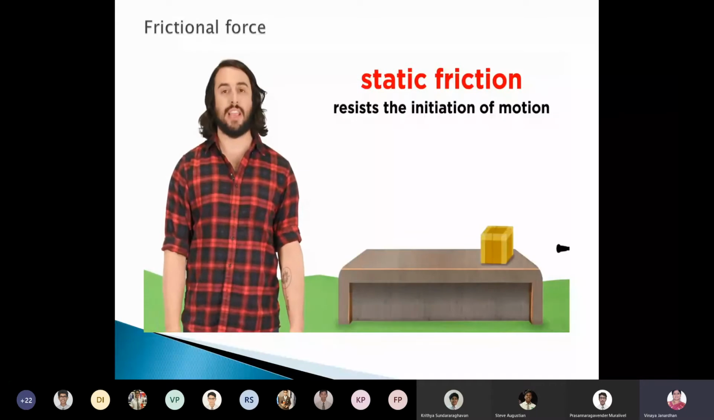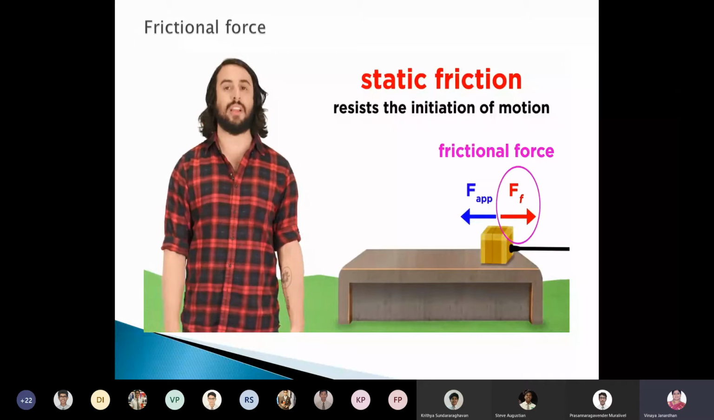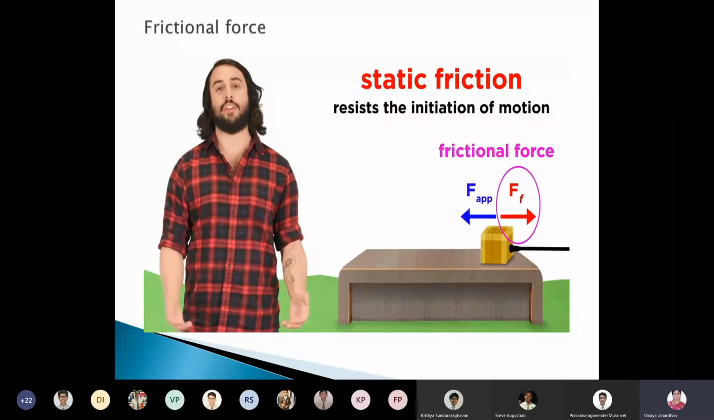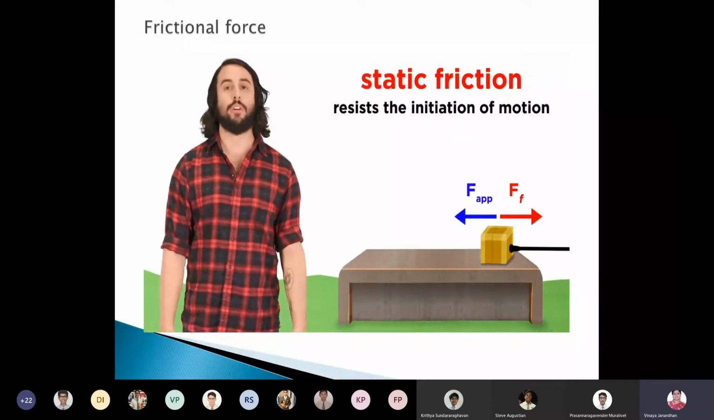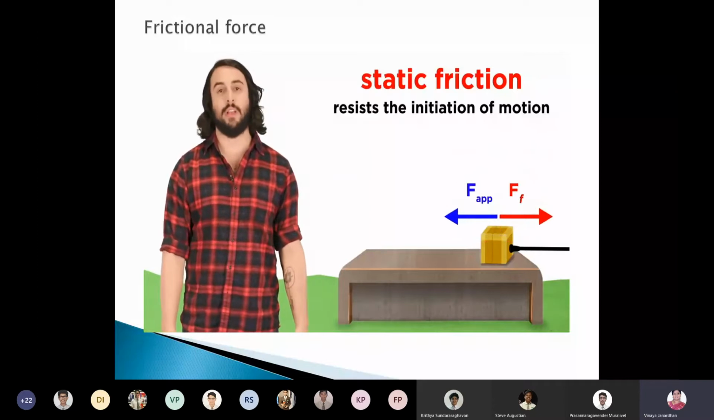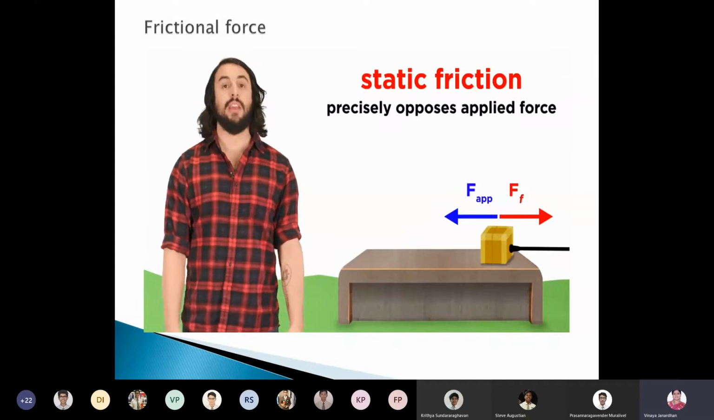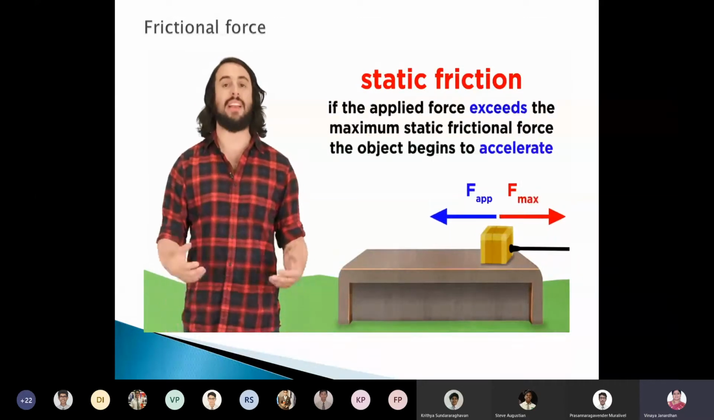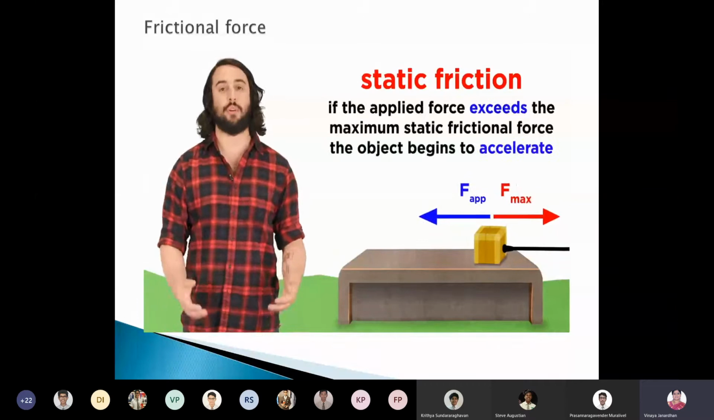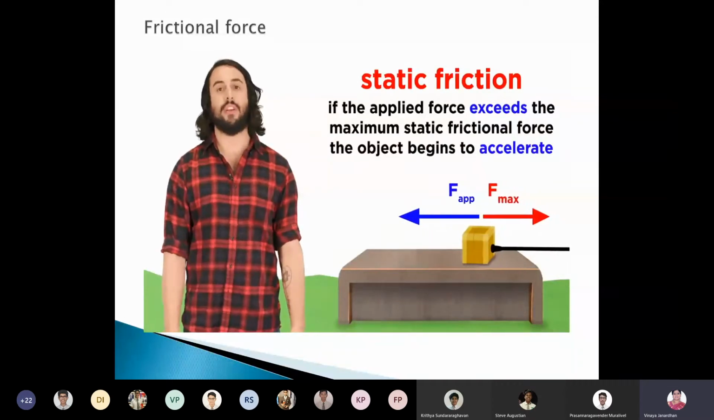If you place a block on a table and try to very lightly push it into motion, it will first resist that motion because of the frictional force operating in the direction opposite the applied force of your push. You can push harder and it will still remain still, because the frictional force will always precisely oppose the applied force. Static friction will increase until the magnitude of the applied force exceeds the maximum static frictional force the table can exert. Then the force of the push can no longer be cancelled out, and the block will begin to accelerate.